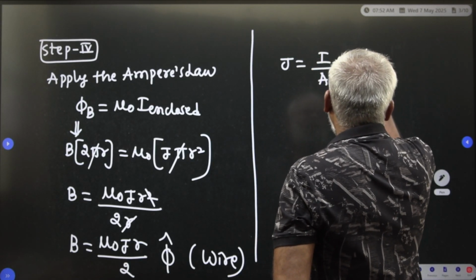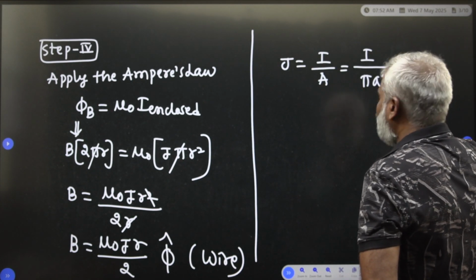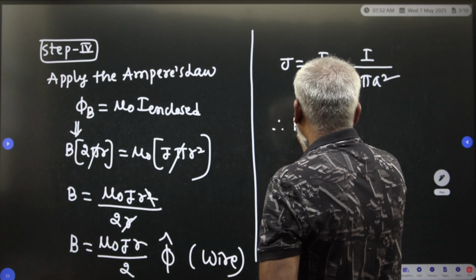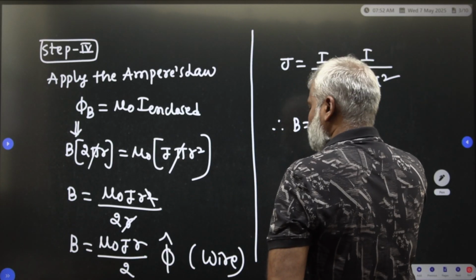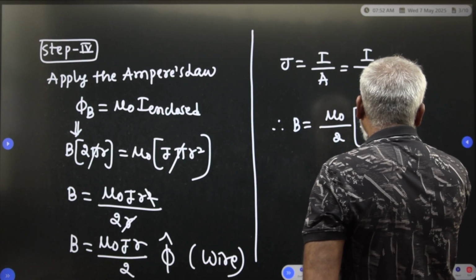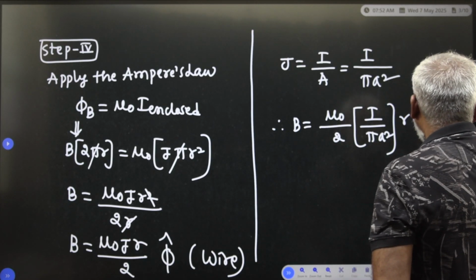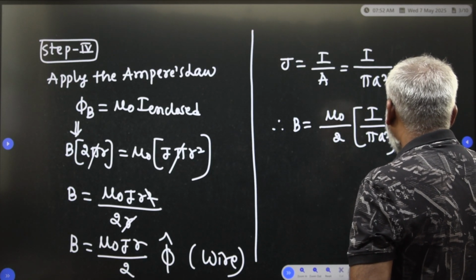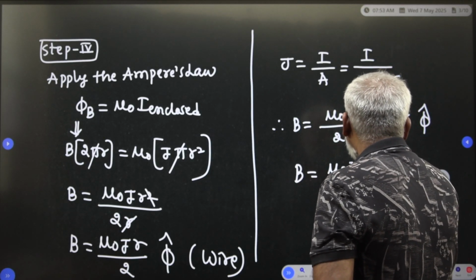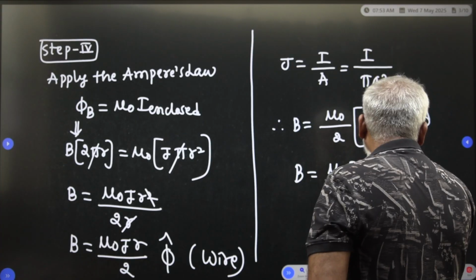So therefore I divided by a is equal to phi a square. A is equal to phi a square. So you substitute this value. Therefore B is equal to mu naught divided by 2 into j, which is phi a square into r. You have to write r as it is, that is the phi cap is there. Is there any cancelling terms? There are no cancelling terms. B is equal to mu naught I divided by 2 phi a square into r into phi cap.